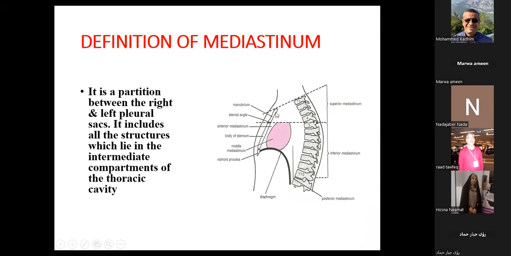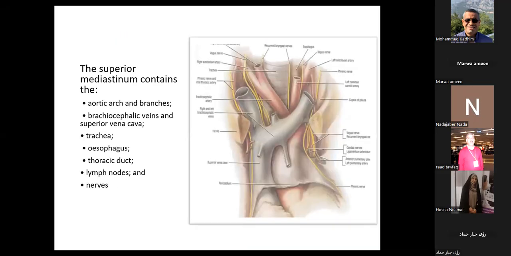This is the artificial horizontal plane from the manubriosternal angle down to the lower border of the end plate of T4, dividing the mediastinum into the superior and inferior parts. The inferior mediastinum is divided into the anterior, middle, and posterior parts. The superior mediastinum contains the aortic arch and its branches, brachiocephalic vein, superior vena cava, trachea, esophagus, thoracic duct, lymph node, and the nerve.